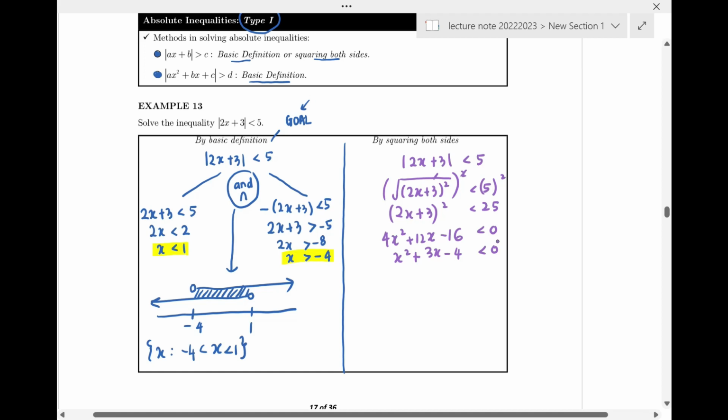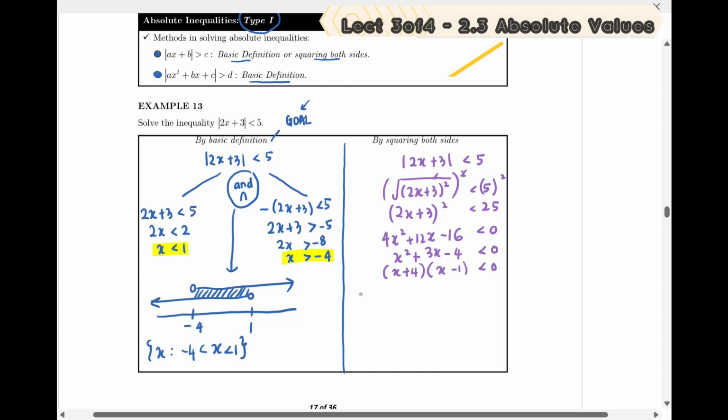As we learned before in part 2, when we have a quadratic inequality, we can use the graphical method. Here we first have to factorize that quadratic expression: (x + 4)(x - 1) < 0. So I have my critical values here, which are -4 and 1.